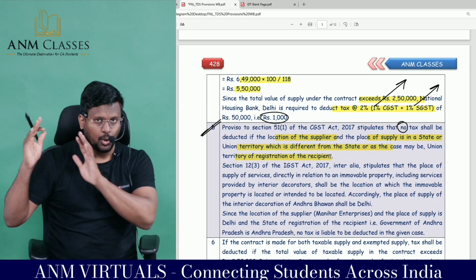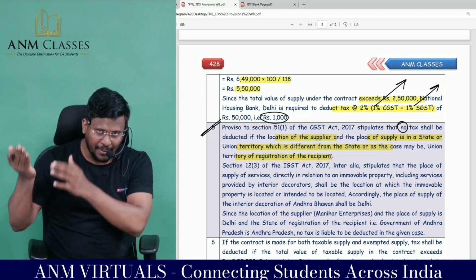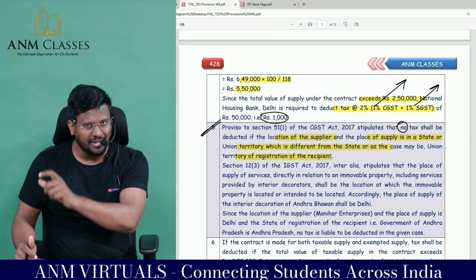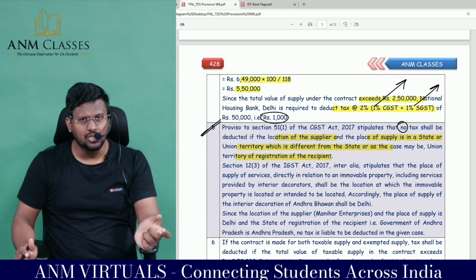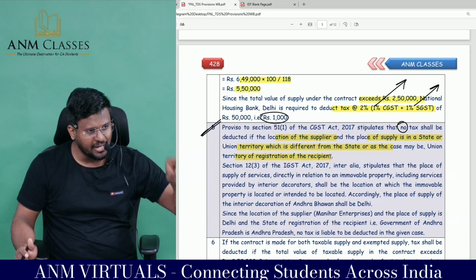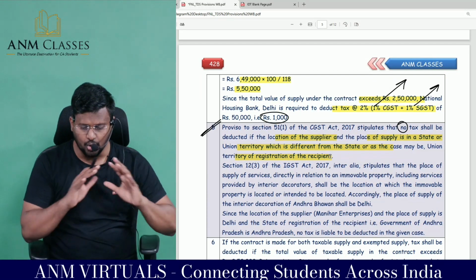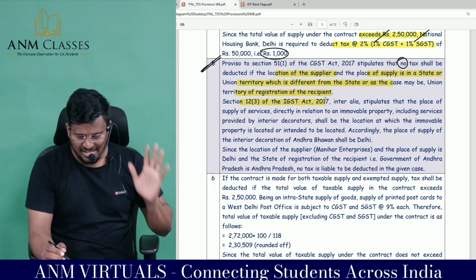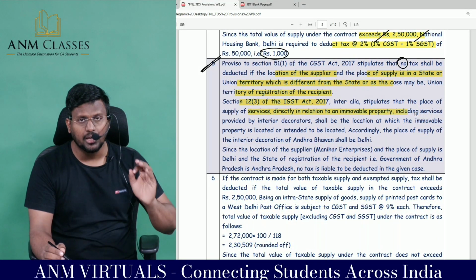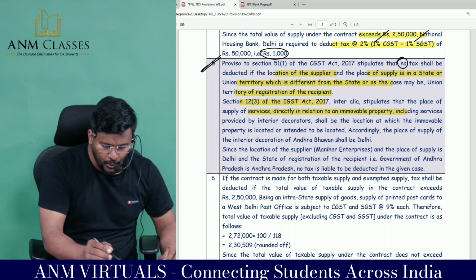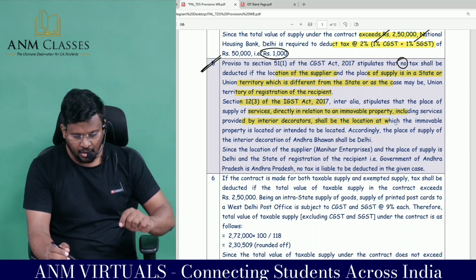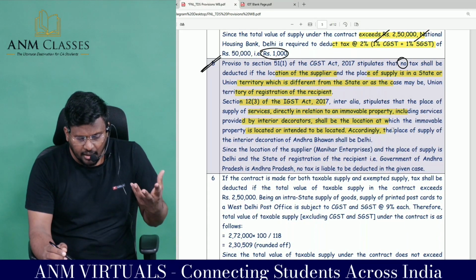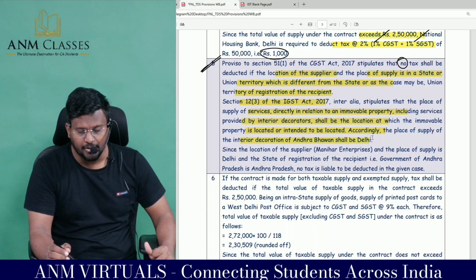Hello, sir. If the location of the supplier is in one state and place of supply is also in the same state, then it will become an intra-state supply. Once it becomes an intra-state supply, if recipient is also in the same state, no problem. But if the recipient is registered in some other state, TDS should not be deducted. As per 12.3 of the IGST Act, it inter alia stipulates that place of supply of service directly in relation to immovable property, including service provided by interior decoration, shall be the location at which the immovable property is located. Accordingly the place of supply of interior decoration of Andhra Bhavan shall be Delhi.